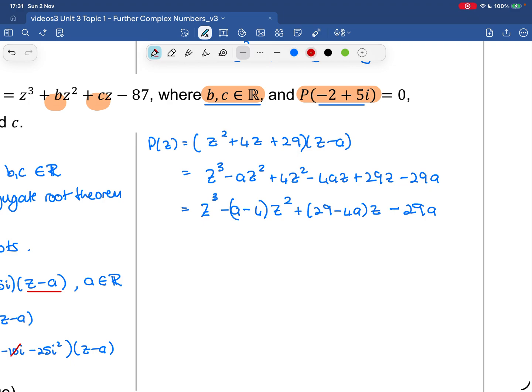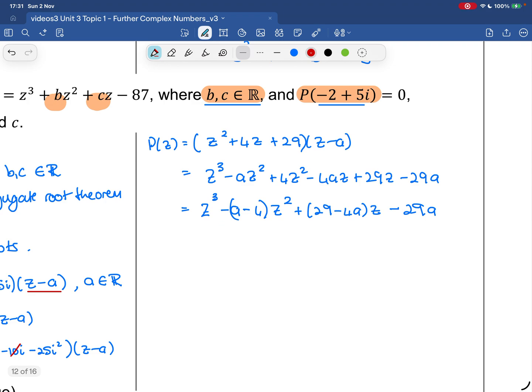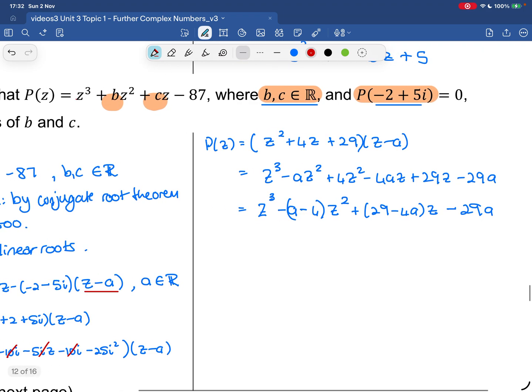Now you're wondering to yourself, why have I done that? Well, let's have a look here. I've been given that P of z is equal to z cubed plus bz squared plus cz minus 87. Well, P of z is also equal to z cubed minus (a minus 4) z squared plus (29 minus 4a) z minus 29a. So that means that this whole thing must equal b, this whole thing must equal c, and that whole thing must equal 87.